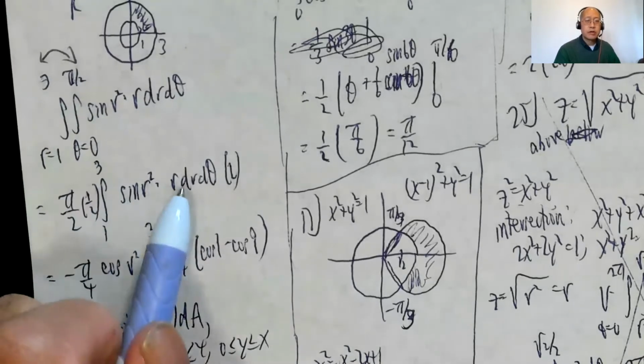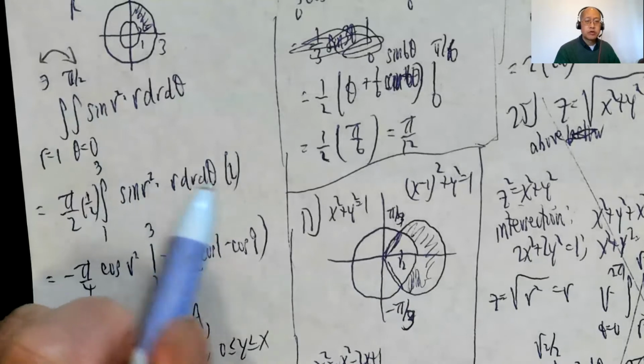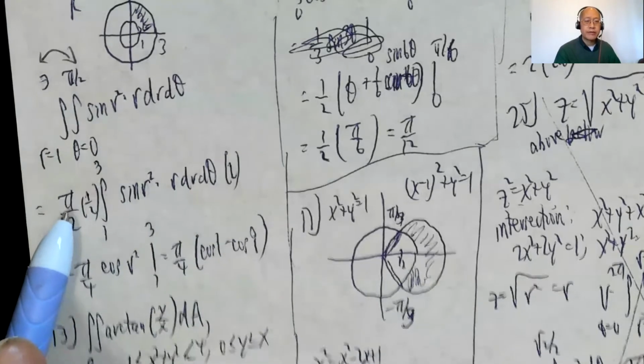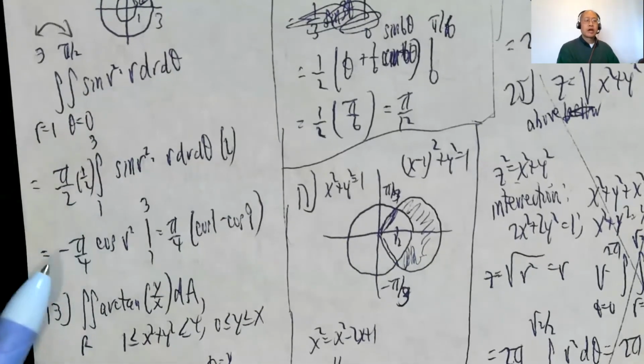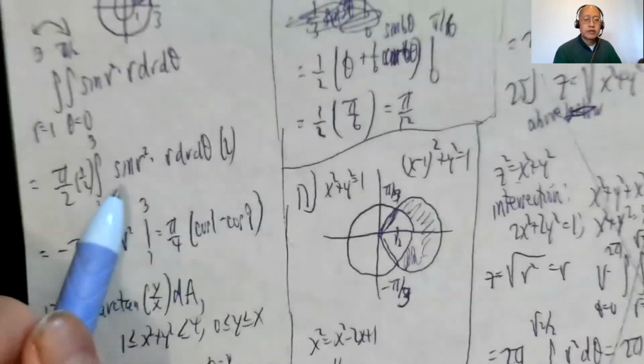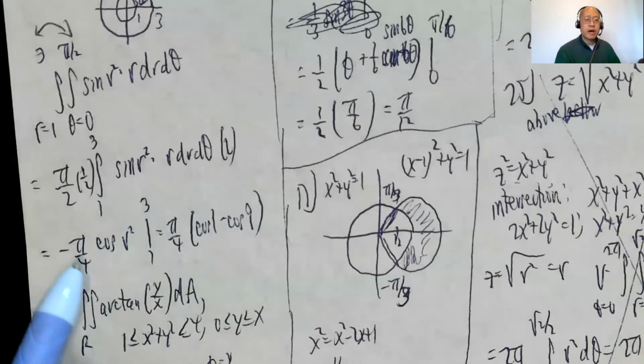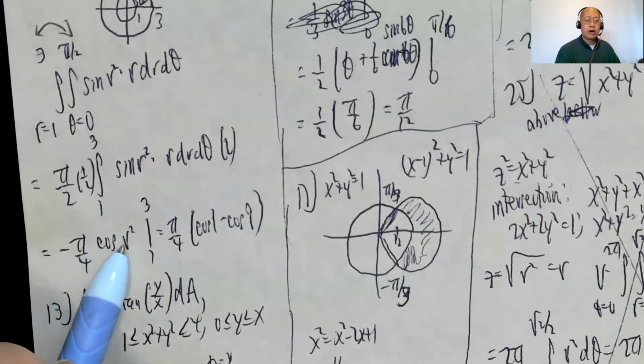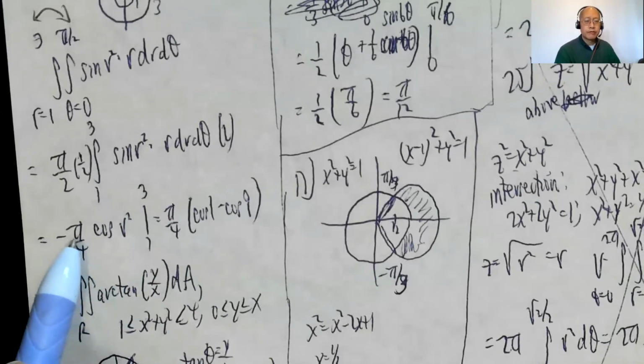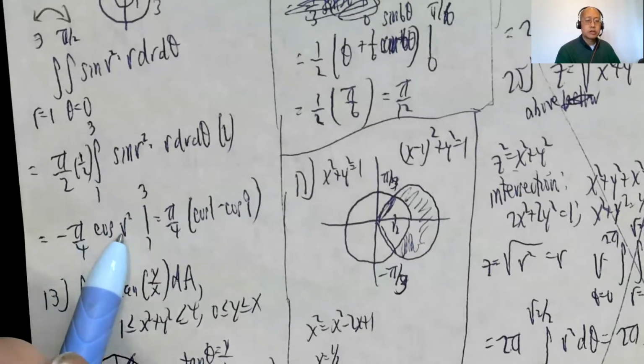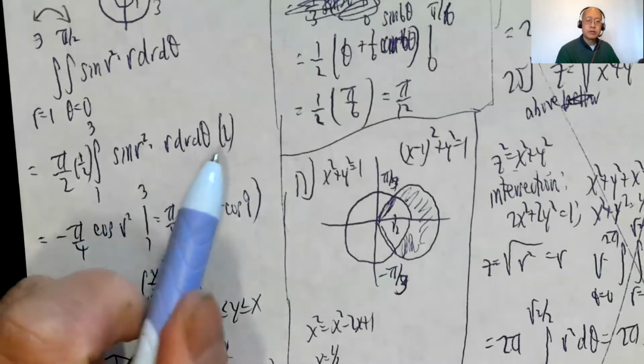And sine of R squared, derivative of R squared is 2R when I do my U substitution, so I have a half out in front. So I'm going to have pi over 4. Integral of sine is negative cosine, so negative pi over 4 cosine of R squared. Quick double check, the derivative of negative cosine R squared is positive sine R squared times 2R.